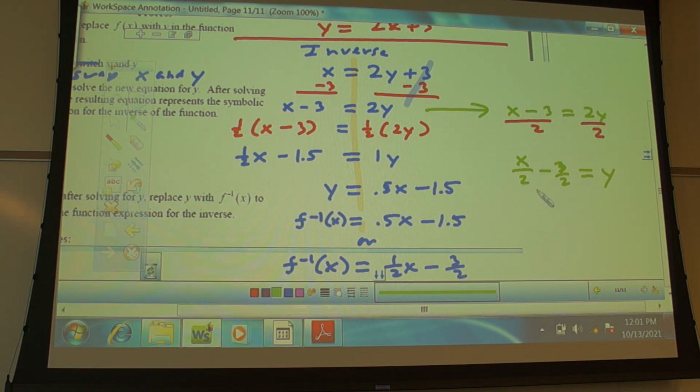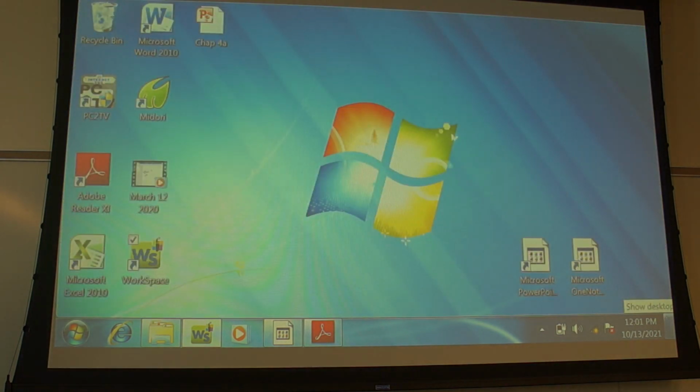So then you kind of say, okay, x divided by 2, you have to realize it's really the same thing as 1/2 times x minus 3 over 2 equals y, which becomes, so then your f inverse of x is 1/2 x minus 3/2. So that works too.